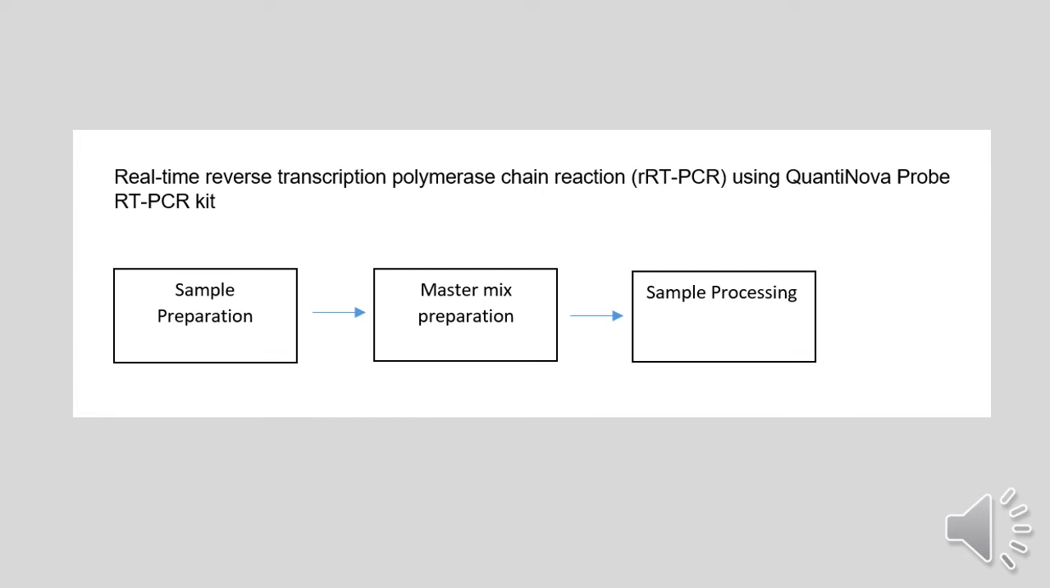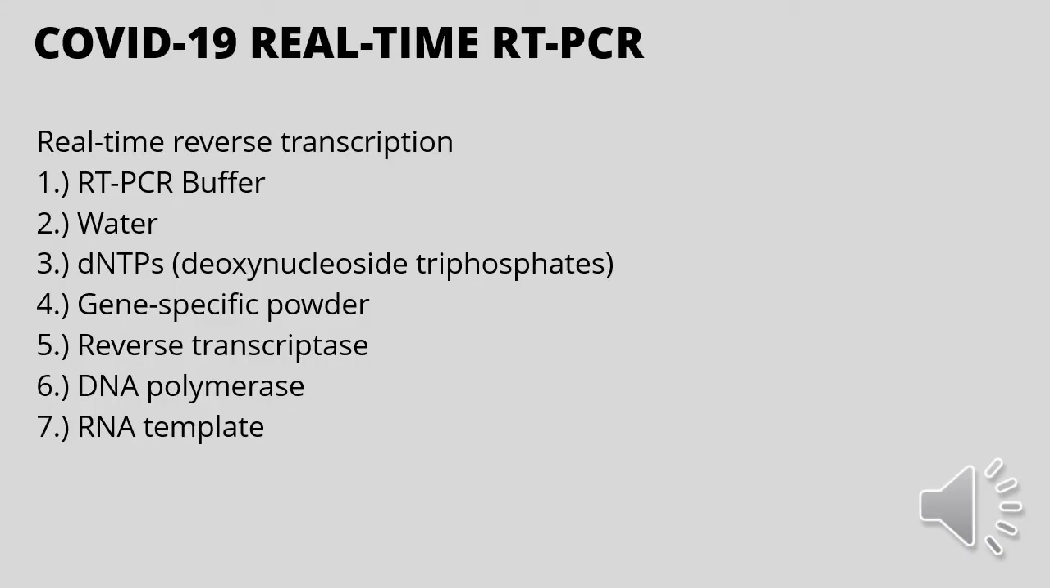The real-time reverse transcription polymerase chain reaction assays for SARS-CoV-2 RNA detection were performed using a probe RT-PCR kit in a LightCycler 480 real-time PCR system. The sample preparation for real-time reverse transcription polymerase chain reaction includes RT-PCR buffer, water, deoxynucleoside triphosphates, gene-specific primers, reverse transcriptase, DNA polymerase, and RNA template.